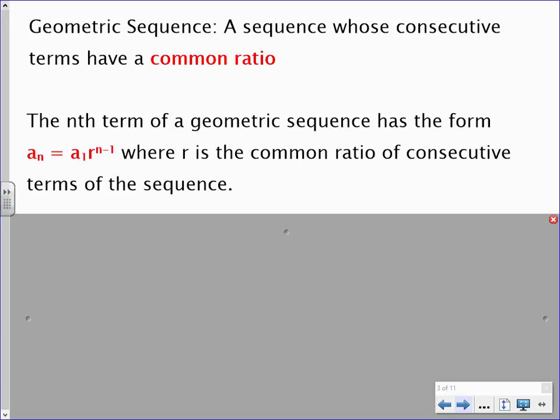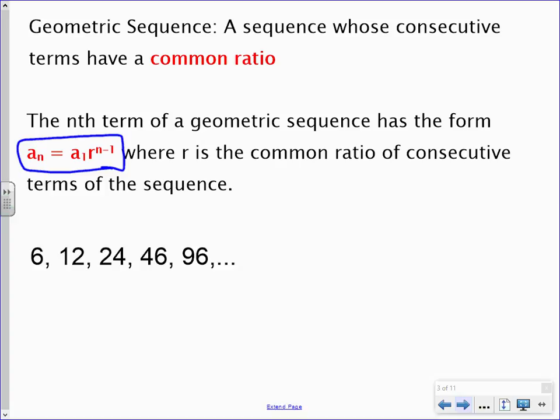So, knowing that this is how we need to set up our formula, let's go back to that first example. 6, 12, 24. Gosh, darn it, I'm going to just have to go fix these when we're all done. 48, 96. If you don't have it written down, go ahead and write those 5 numbers down right now.